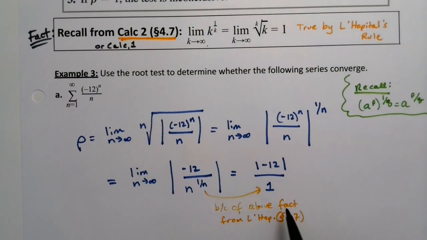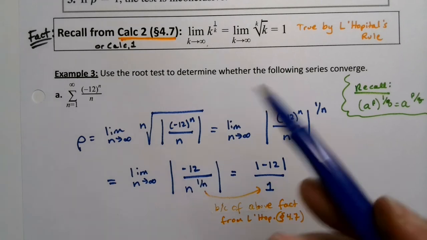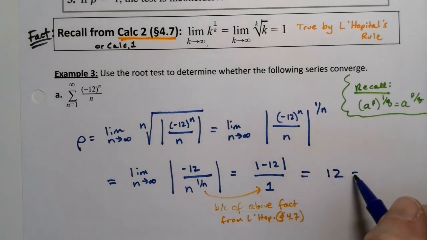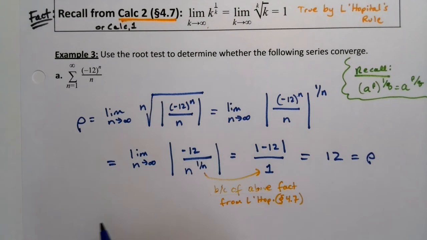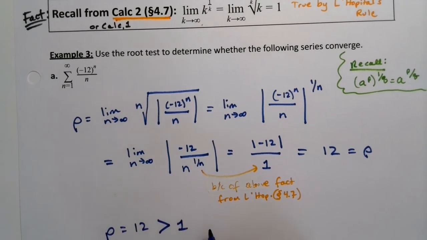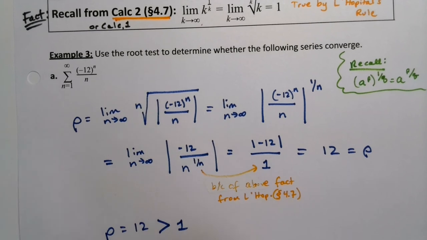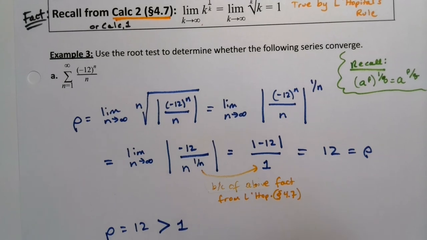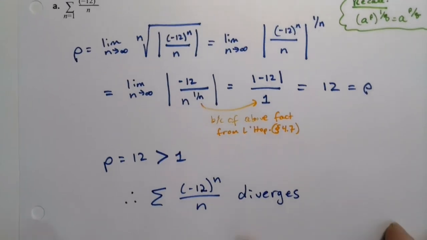Okay, so because of that above fact, we know that that one's 1, and we know that this is just a constant, so it's the absolute value of negative 12, which is 12. Therefore, rho is 12, which is greater than 1. Therefore, our series, which was negative 12 to the n over n, diverges, which is not entirely surprising.